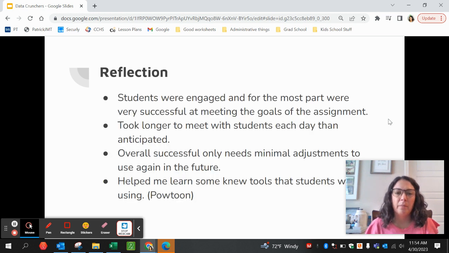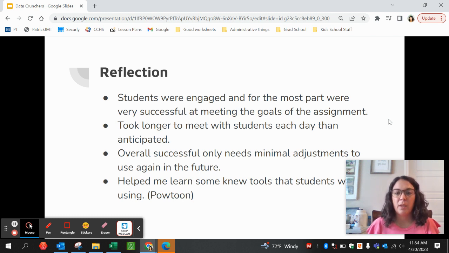All in all, the project went really well. The students really met the expectations. Some of them exceeded them. And students were successful at learning how to use the tools, making the tools work for what their data was, and using that data to mean something to them in the real world. They were very engaged in it, and it was a meaningful assignment.